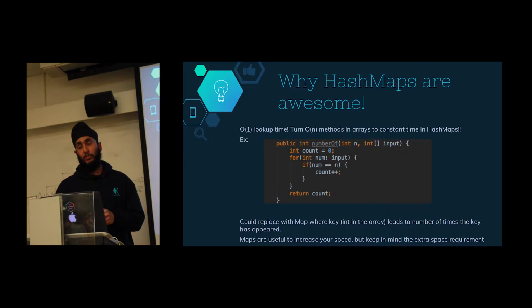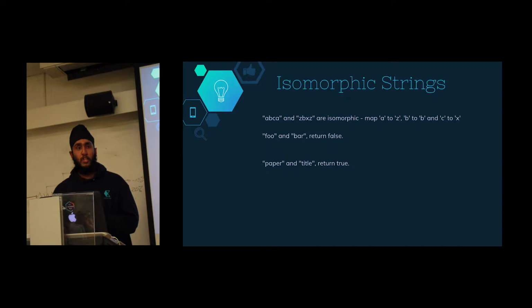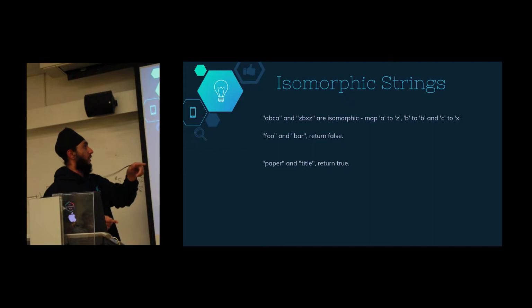So one of the most basic examples of using a hash map, we'll look at isomorphic strings, right? So the idea of isomorphic strings is you basically just have to say whether or not two strings are isomorphic. So what that means is that every single character in a string has one unique value that it leads to, right? So let's talk about this first example, ABCA and ZBXZ, right? So they're isomorphic because every character in the first string leads uniquely to one character in the second string. And this actually needs to hold true both ways.